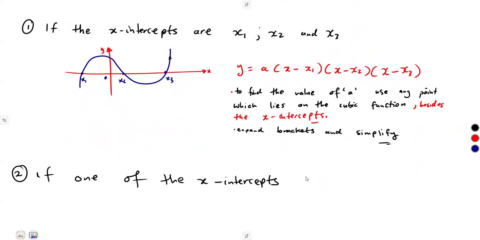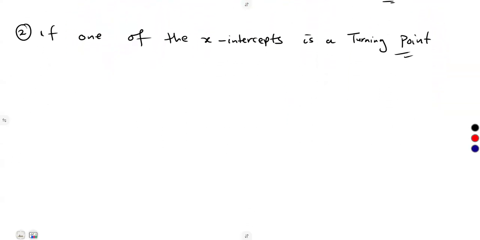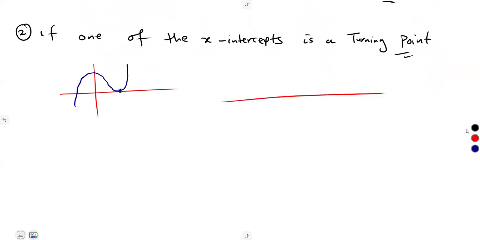If one of the x-intercepts is a stationary point, or is a what? Is a turning point. When the x-intercept is given, all right, of a certain cubic function, and that x-intercept is a turning point, we can have a condition like this, all right? And we have got what? X-intercept as a turning point. This is the condition that I'm referring to.